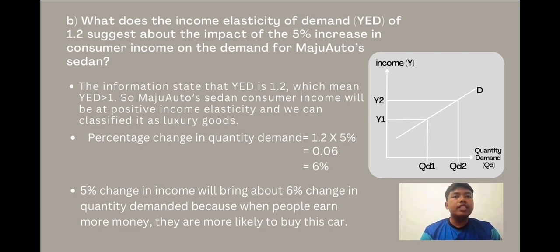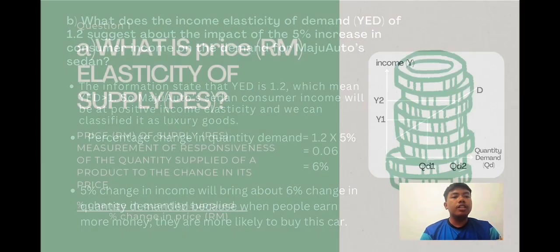For the percentage change in quantity demanded, we can calculate using the formula of YED. The percentage change in quantity demanded equals 1.2 times 5%. We will get 0.06, which is equal to 6%. So we can conclude that a 5% change in income will bring about a 6% change in quantity demanded, because when people earn more money, they are more likely to buy this car. So that's all for me.